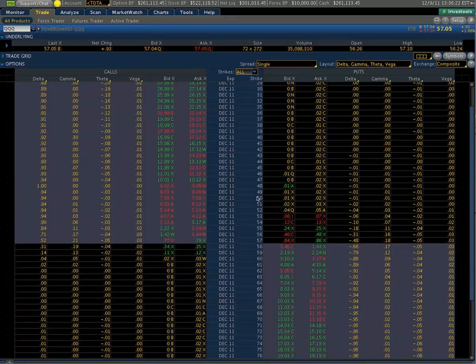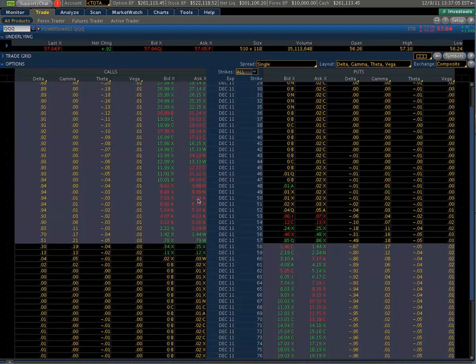So, for example, if we go down to the 50 strike price, the option there is currently priced at 7.03 bid, 7.09 asking, and the delta is at 0.94. So if the Qs rise by $1, this option price will rise by 94 cents. And that's what the delta does. It helps you determine how much of an increase in the option price will be a gain for you if the underlying ETF should rise by $1.